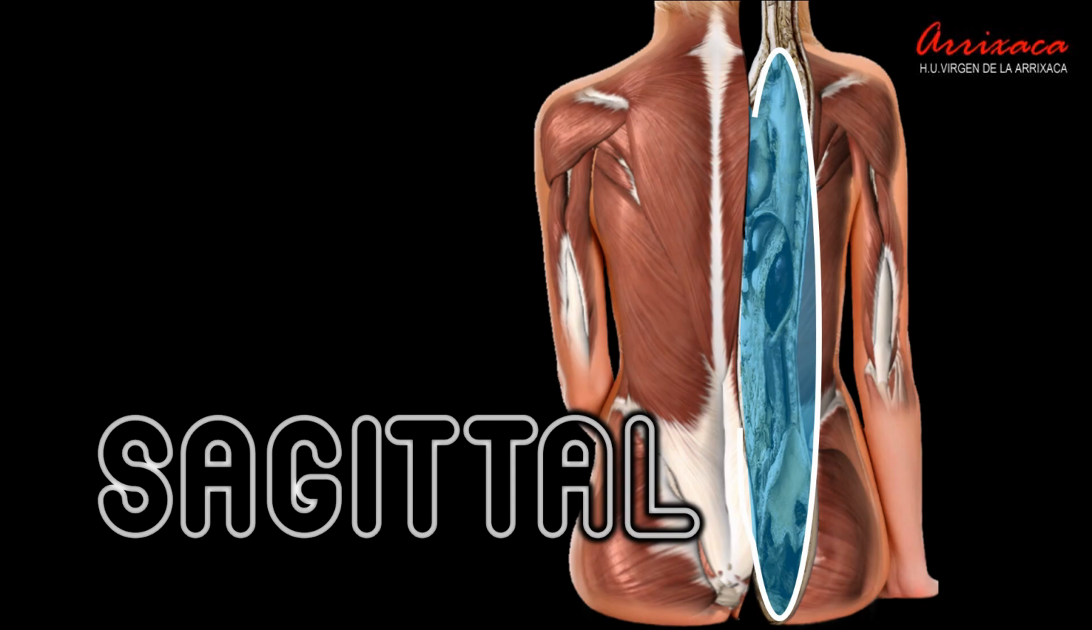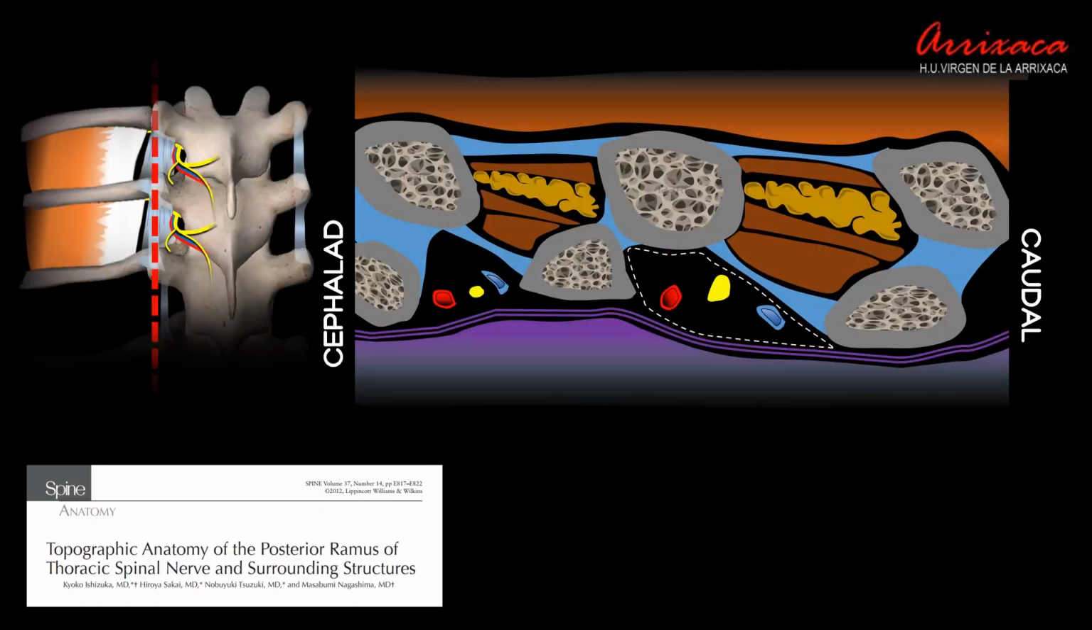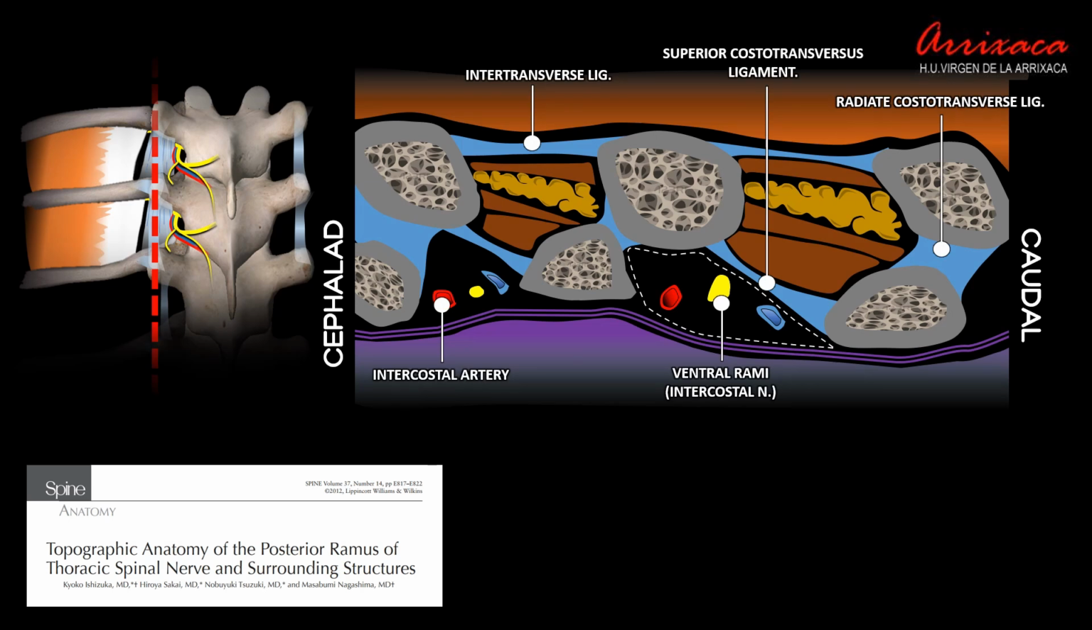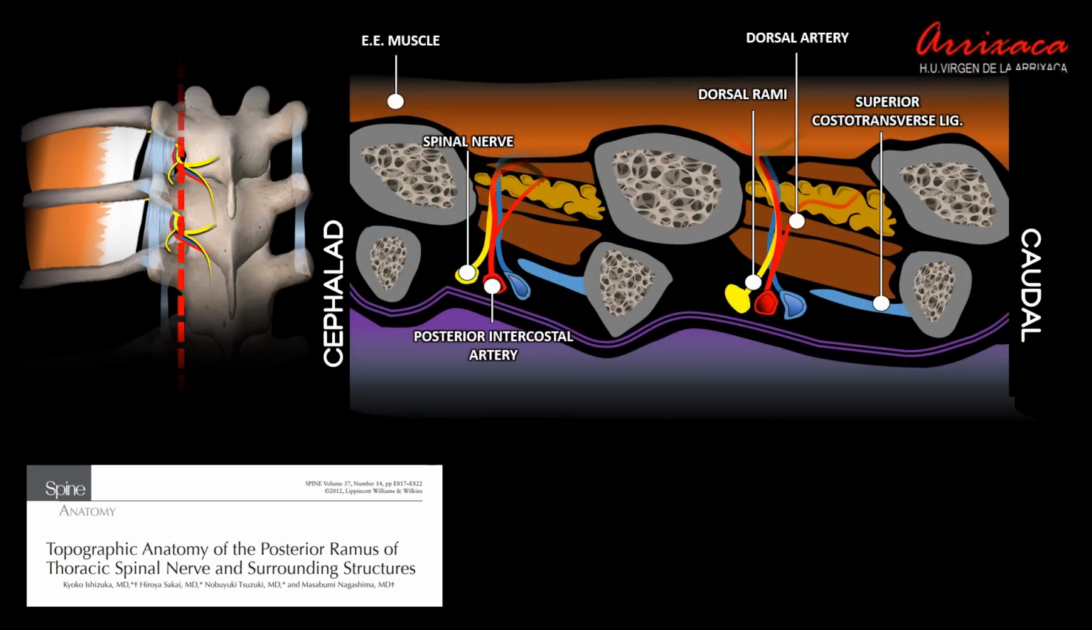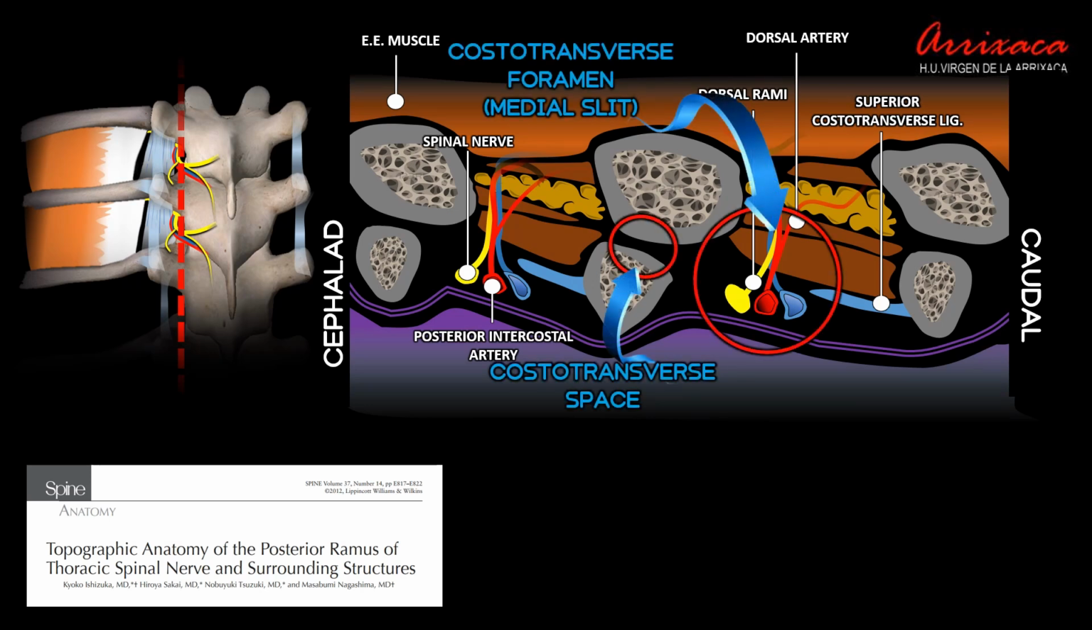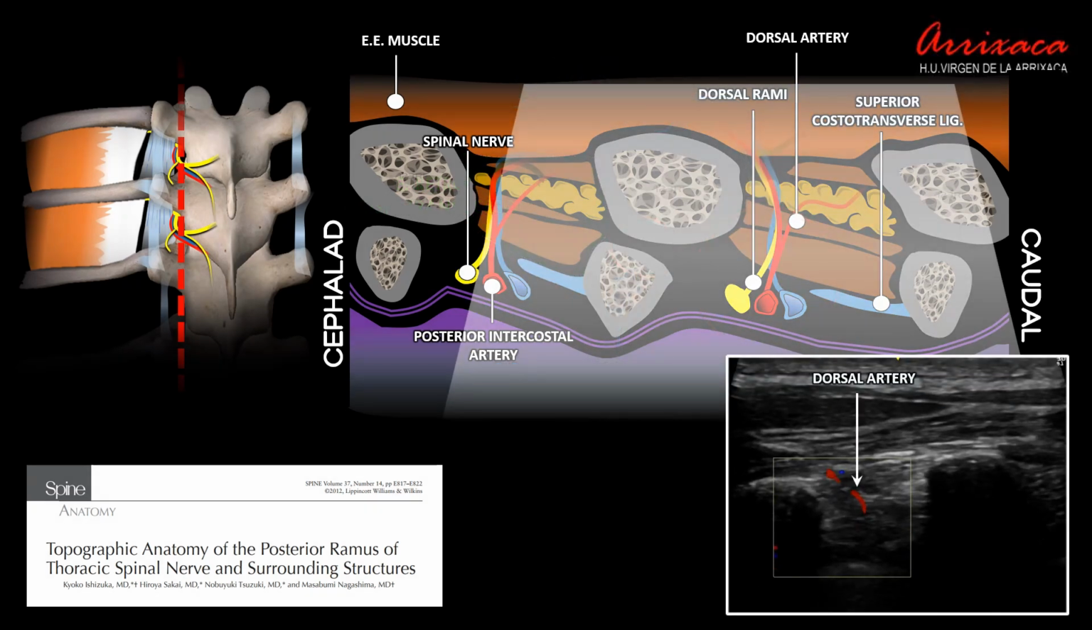Changing to a paramedian sagittal plane above the tip, distal end of the transverse processes, we will identify intertransverse ligaments, superior costotransverse ligaments, and costotransverse radiate ligaments. The retro-superior costotransverse space is found posterior to the superior costotransverse ligament. Moving slightly medial, the intertransverse ligament and costotransverse radiate ligament will no longer be identified, and we can observe the medial slit where the dorsal vessels and rami exit the paravertebral space and enter the retro-superior costotransverse space. This opening could be a point of access for anesthetics into the paravertebral space.